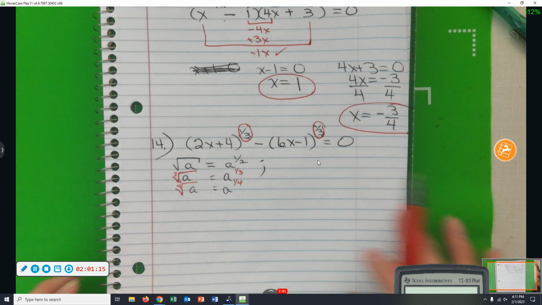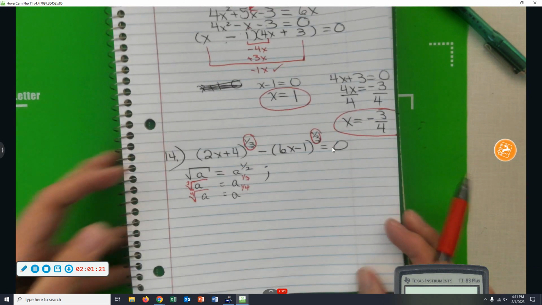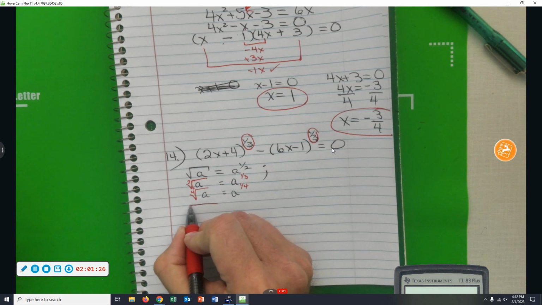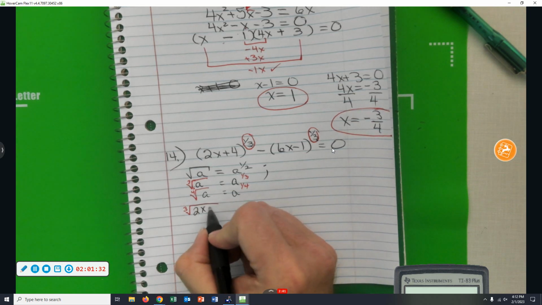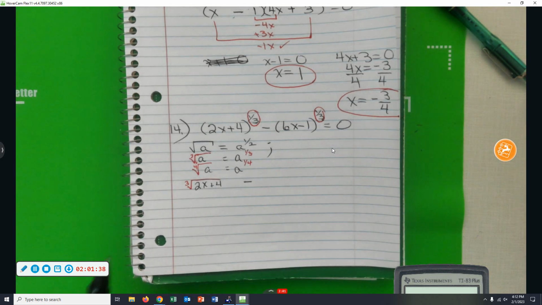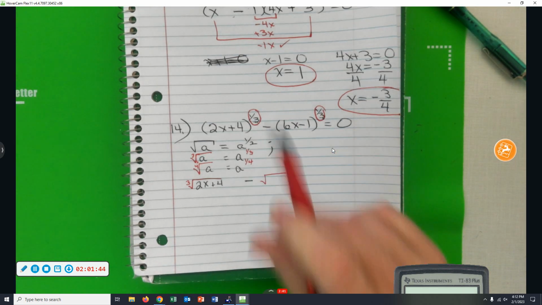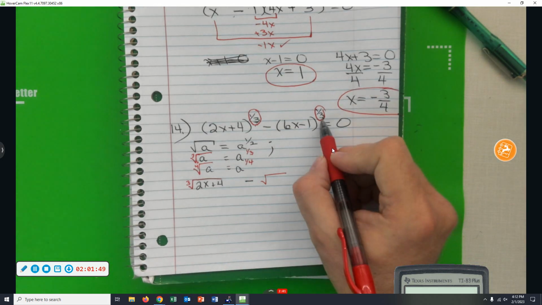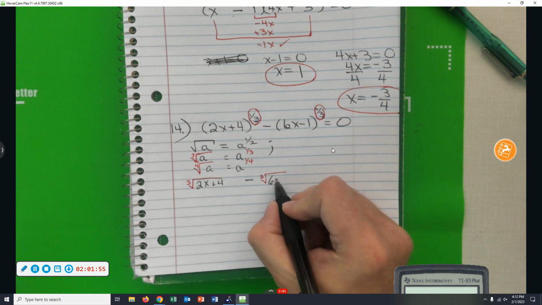So if you're thinking number 14 doesn't look like number 12, oh yeah, it does. It's exactly the same type of problem. Replace this exponent here with a cube root. So here's number 14, stated with the radical symbols. I'm replacing the 1/3 exponent with a cube root. And right here I'm doing the same thing. Replace this 1/3 exponent with a cube root.